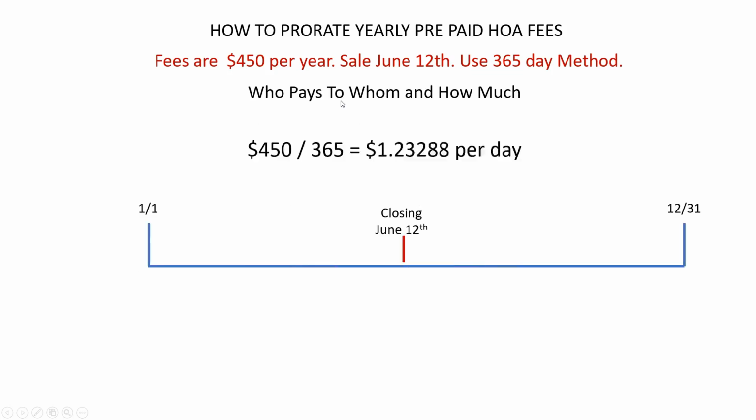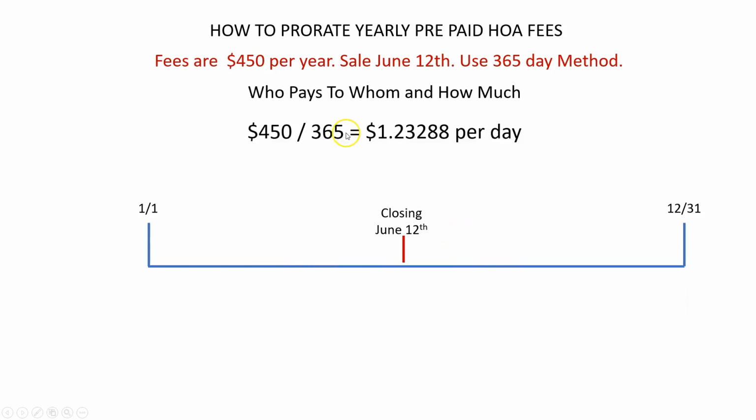We divide the 450 by the 365 days, but in this particular case now we have to work out how many days the new buyer has lived in the property, so they can hand back that number of days times the per day cost to the seller. So it's going to be debit the buyer, credit the seller in this case.